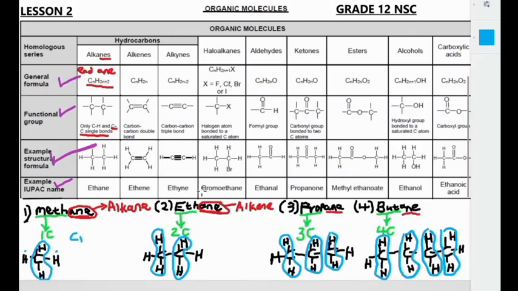All right, let's look at the ethane. The ethane, on the sides again, we have 1, 2 hydrogen atoms. Let's look at propane. 1, 2 hydrogen atoms on the sides. Let's look at butane. 1, 2 hydrogen atoms on the side.